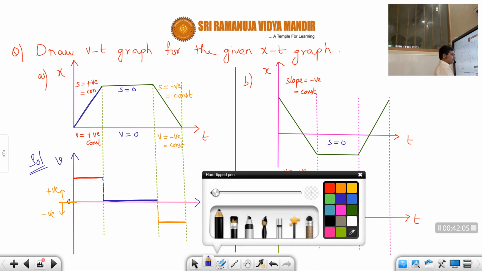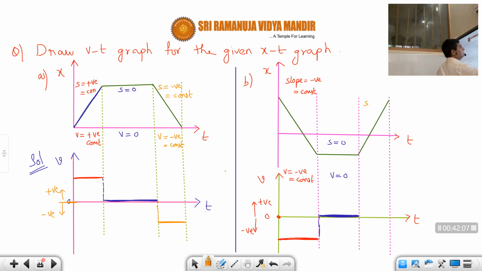Now in the third region, students, if you observe carefully, slope is positive. Correct or not? Why? Because this line is making acute angle, and is it variable or constant? Constant. So that means velocity also must be positive and should be constant. So positive and constant means above the time axis. So like this. That means here it will change into like this. Opposite of what we have done in the first one. Okay, students, I hope you are clear with this one. Okay, so this is how we should convert XT graph into VT graph.